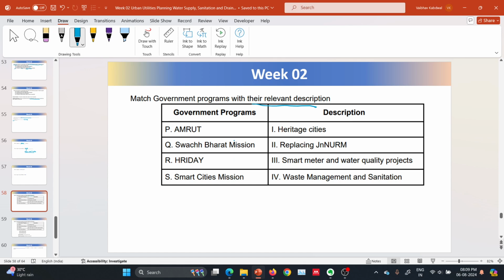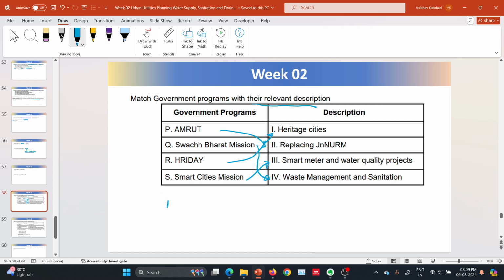So, Amrut is Atal, it is for replacing JNR, and Hriday is heritage cities. Swachh Bharat mission is for waste management and sanitation. Smart cities mission is for smart meter and water quality projects.